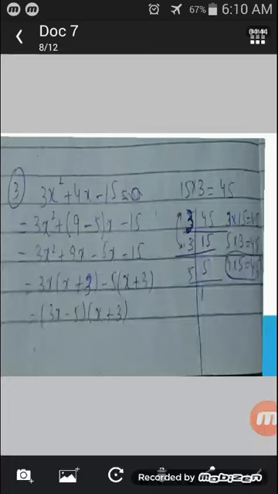So you can again take x plus 3 common. When you take x plus 3 common, the remaining terms are 3x minus 5. So 3x minus 5 into x plus 3 is the answer.